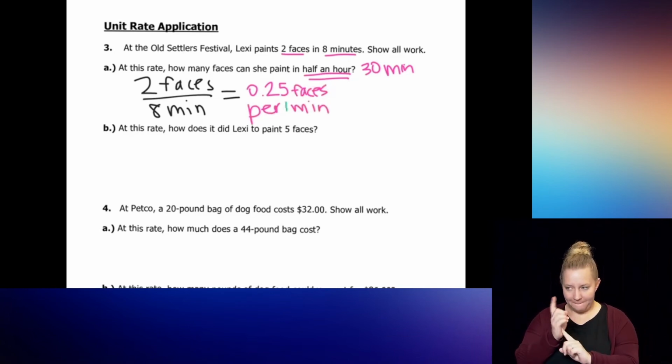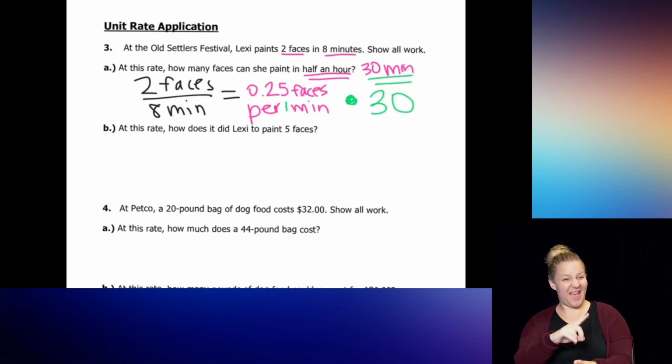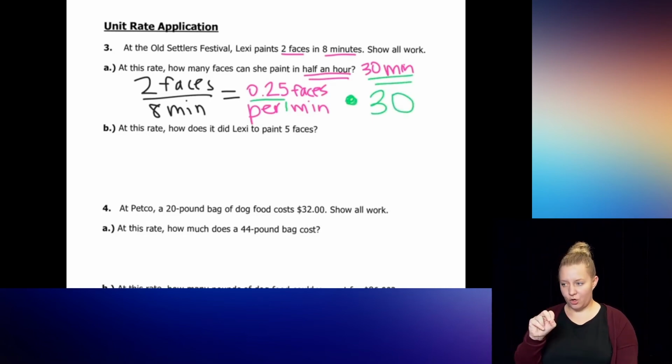And I'm going to leave it like that because I know that that's essentially per 1 minute. So if that's per 1 minute, I don't want 1 minute, I want 30 minutes. So therefore I'm going to take this answer and multiply it by 30. So this answer is 0.25 times 30. When I multiply that out on my calculator, I end up with the answer of 7.5.